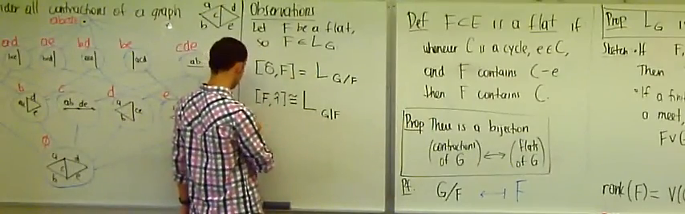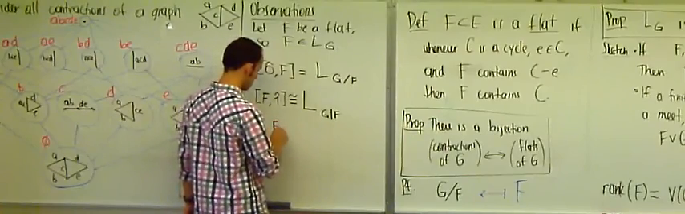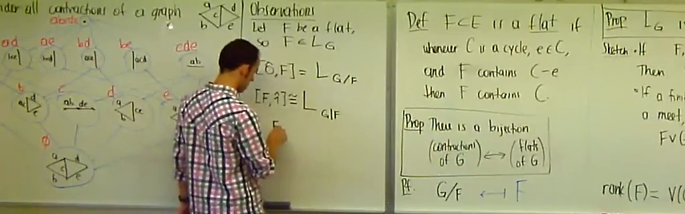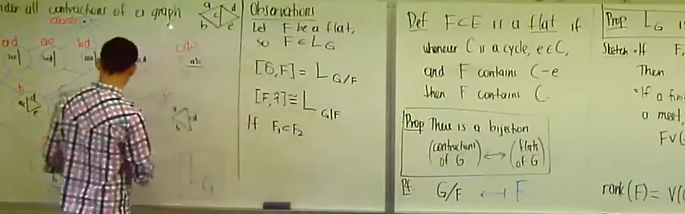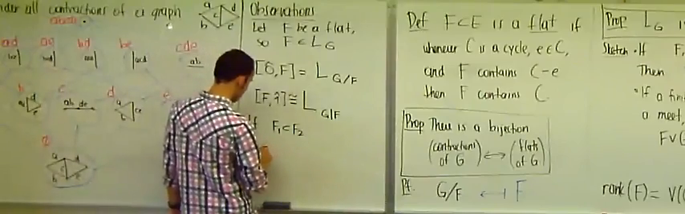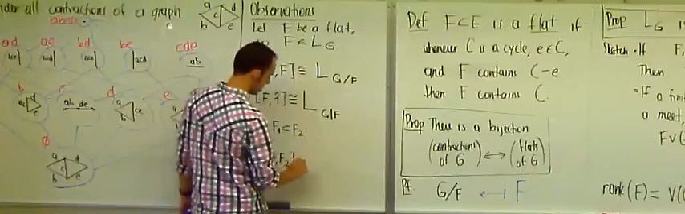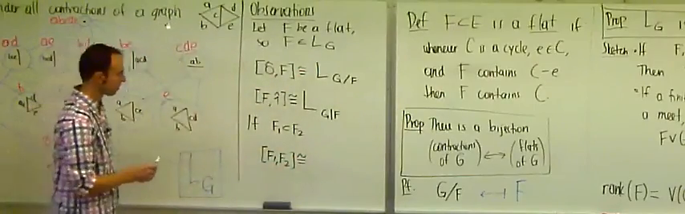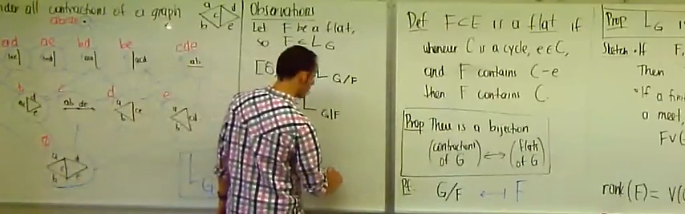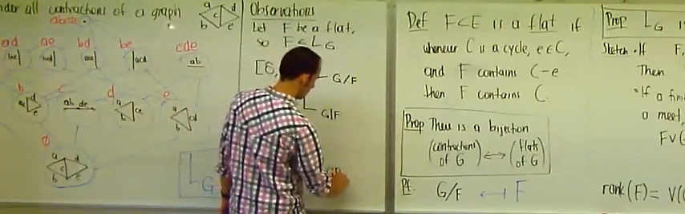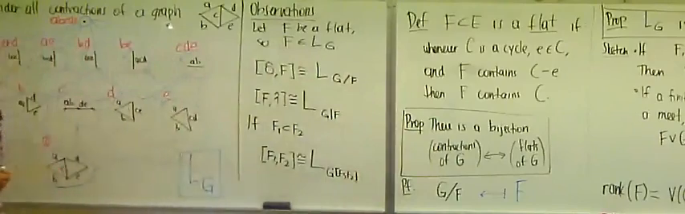And so, more generally, if you have two different flats, let's say F1 and F2 are flats in this picture, F1 is less than F2, then the interval from F1 to F2 is going to be isomorphic to the lattice of the graph restricted to the interval F1, F2, which is that graph that I just wrote a minute ago.